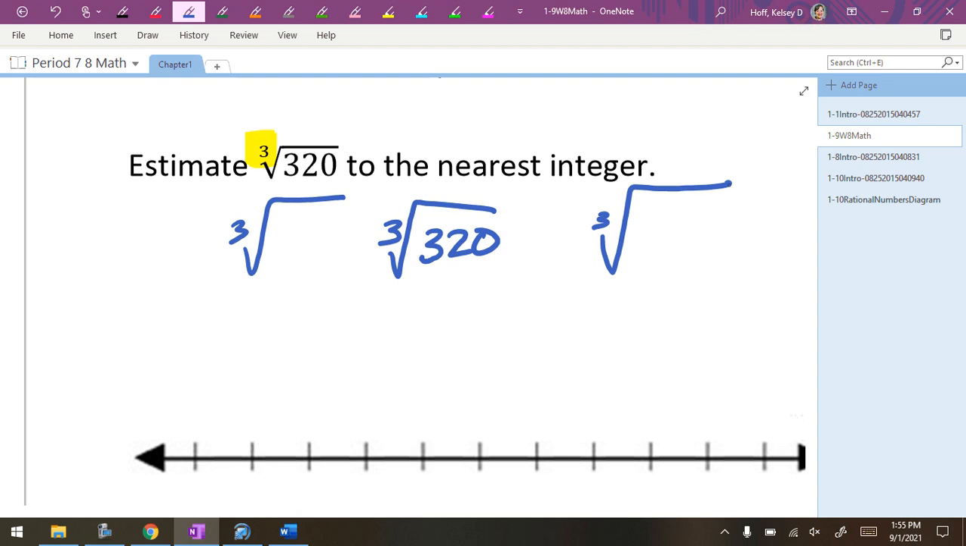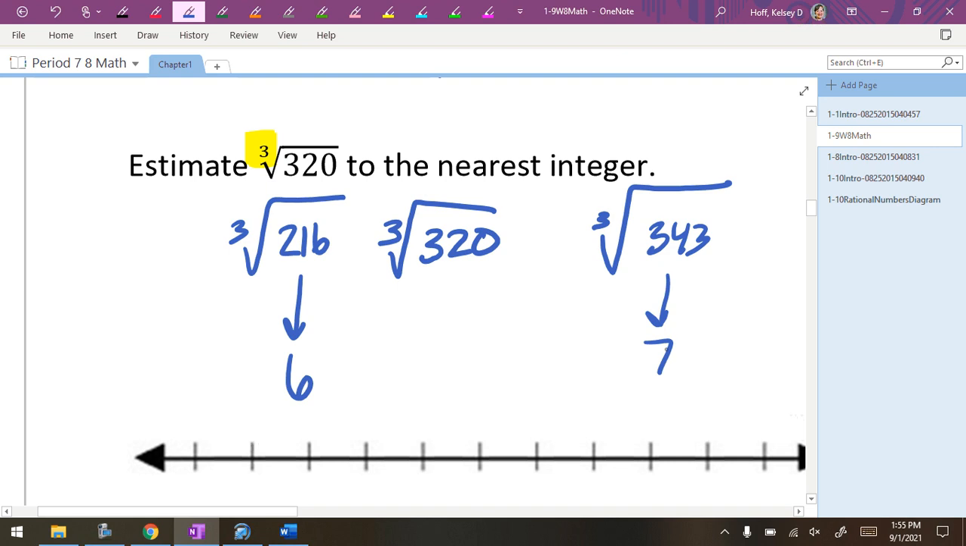What cube root is just a little bit smaller? 216, which really is 6, right? And what cube root's just a little bit bigger? Don't go too far. 343, which is 7. What are you estimating, 6 or 7? 7.